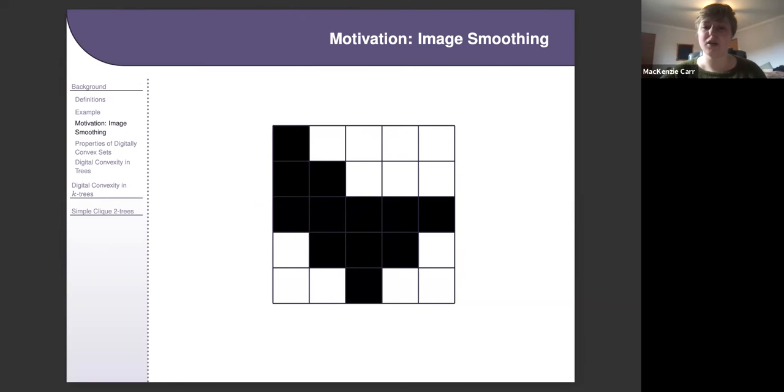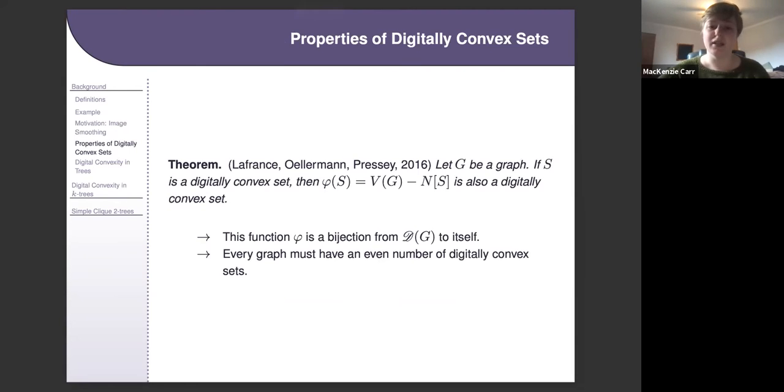So if we think about all the possible smoothed images that we would have, that's equivalent to looking at the number of distinct digitally convex sets. So it's possible that we smooth 2 different images and we get the same smoothed image. So that would be 2 sets of black pixels that have the same digital convex hull. So that's why we're concerned with counting the number of digitally convex sets. And I'll just mention a property of digitally convex sets that helps us identify and count in a graph.